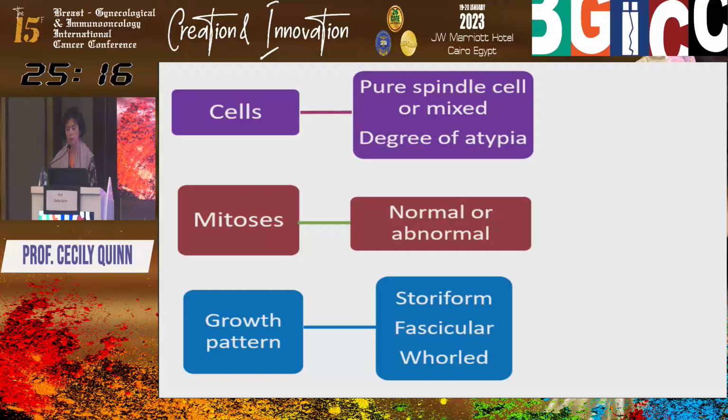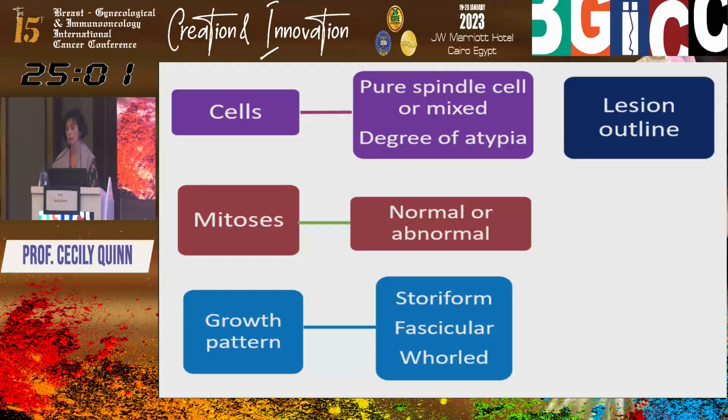That can be very helpful. We look for mitotic figures, and if we see them, are they normal or are they abnormal? Very important in spindle cell lesions. Look at the growth pattern. Is it storiform, fascicular, or whorled? Look at the outline of the lesion.